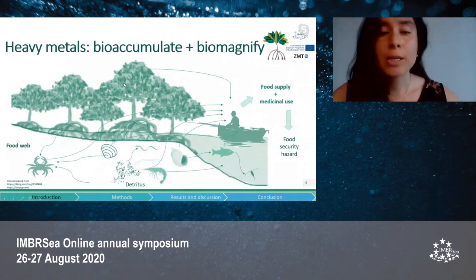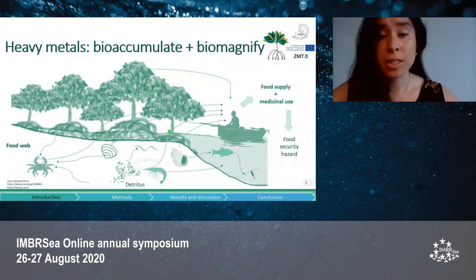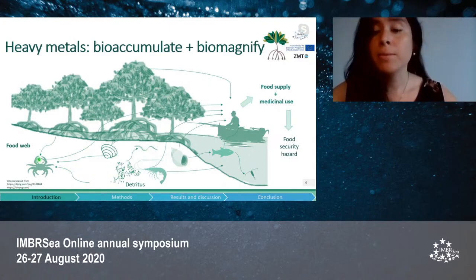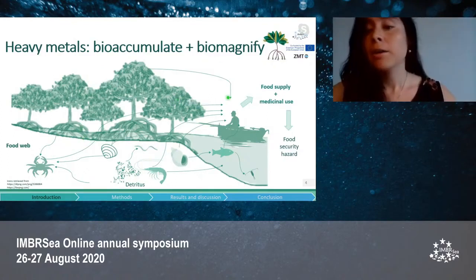Another important thing to remember is that even at low concentrations in the sediment or in the water, it can be possible that there are still high concentrations in the tissue of the organisms that are above the admissible concentrations for human consumption. And this is possible through processes of bioaccumulation, biomagnification, and transfers in the food web, that at the end are a food security hazard for humans.